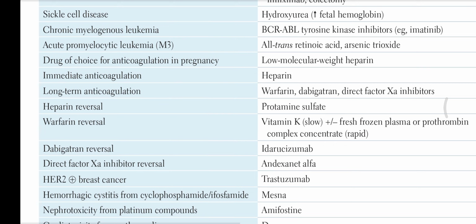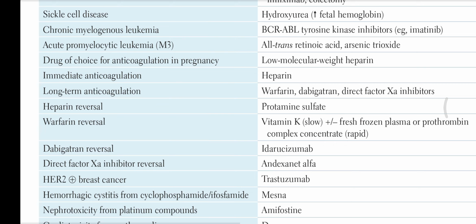Drug of choice for anticoagulation in pregnancy: low molecular weight heparin, LMWH. Immediate anticoagulation, that is heparin, is given. Again, acute promyelocytic leukemia, M3, all trans retinoic acid, arsenic trioxide. So immediate anticoagulation is heparin, as I have already mentioned.